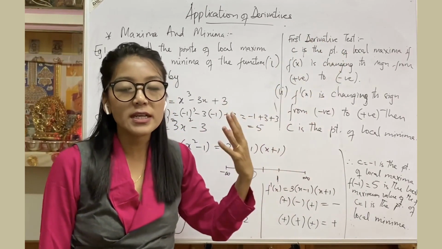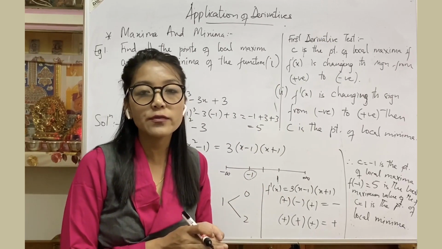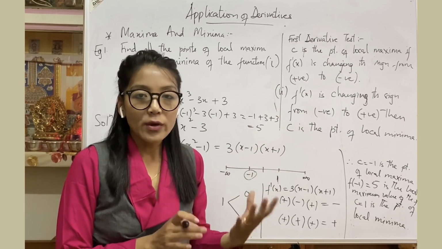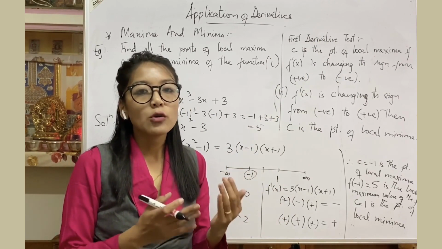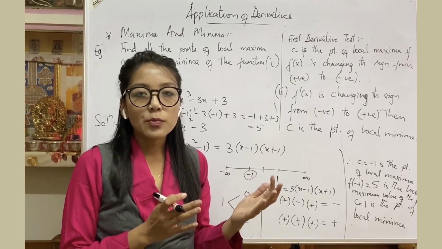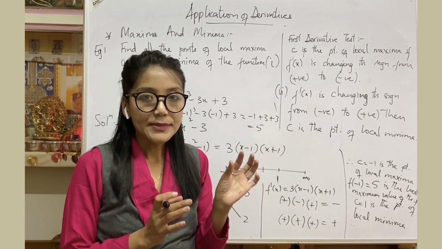I will repeat it. It's quite simple. If you are asked to find out the local maximum and local minimum value of the function, or just the point of local maxima and point of local minima, what you have to do is, first of all, find out all the critical points, because we know that the point of local maxima and point of local minima are always the critical points.